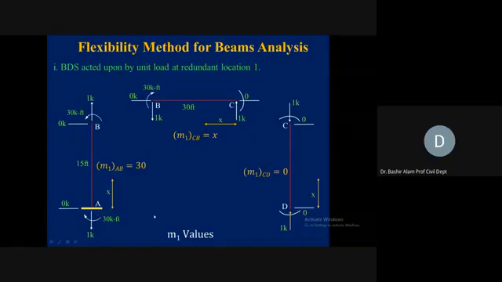Origins we already fixed. For member AB it was A, for member BC it was C, and for member CD it was D. Let's start writing the moment equation. The 30 kip-feet is causing compression in the outer fiber. So M1 for member AB is 30, plus. Why? Because it is causing compression. 0 times X gives you 0. Member BC, starting from C now, 1 times X is causing compression, so positive, and 1 times X is X. So M1 CB is X. And then member CD, starting from D now, we have 0 times X, and the 1 is already axial, so M1 CD is 0.